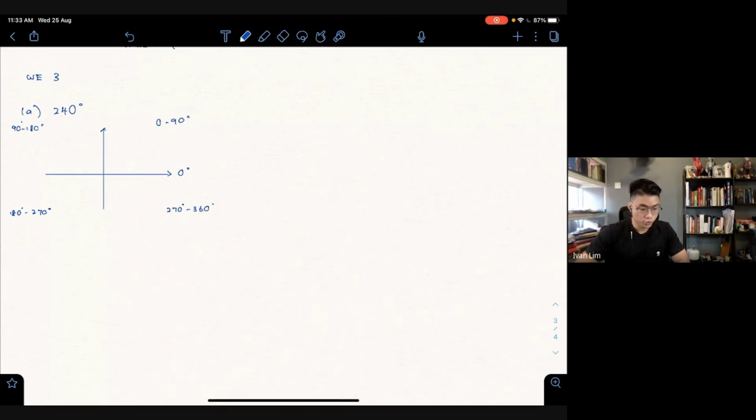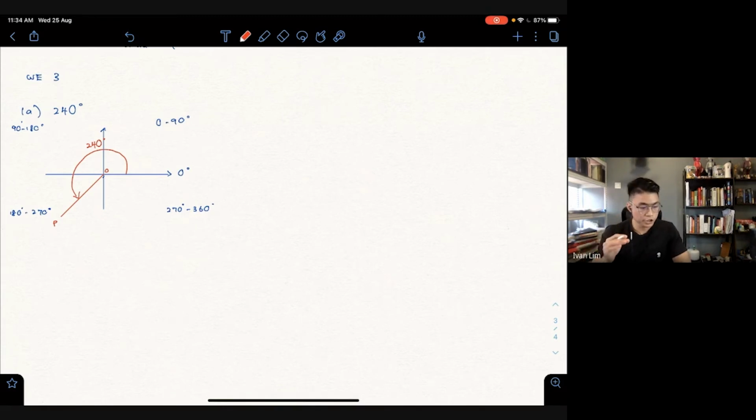So 240 degrees, let's just draw it over here. Let's put it as a red line. This would be OP. How do we draw the angle? Like this. So from 0 to here, this will be 240 degrees, the red line. So this is the first part on how we draw the 240 degrees.